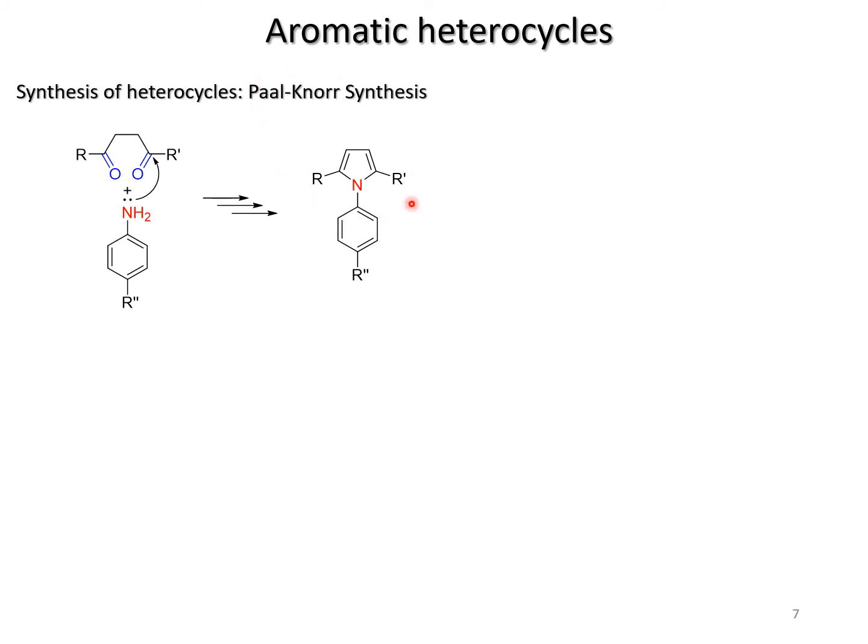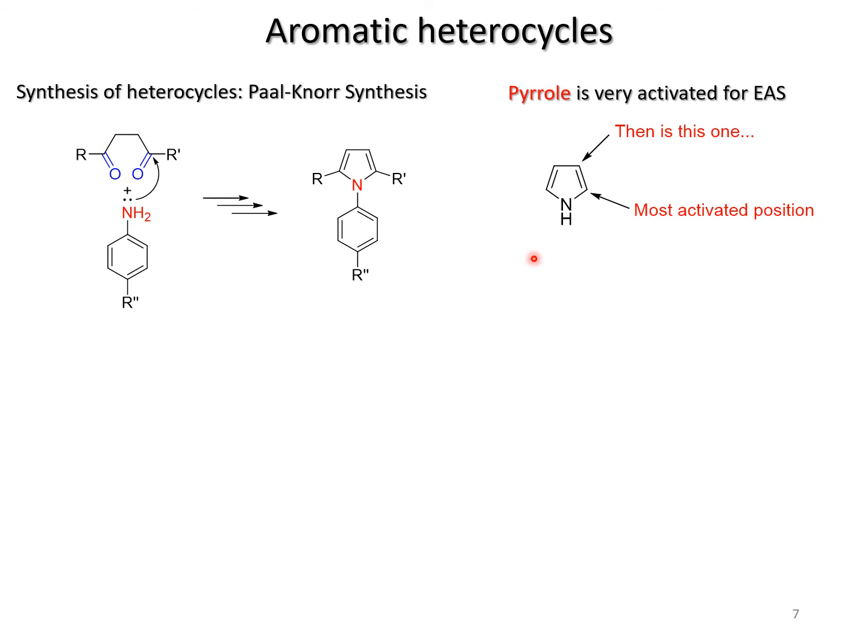But we know that it also works for 6-member rings, so we can also do pyridines with this kind of method. Another thing that we need to keep into consideration when we use heteroaromatics is the reactivity towards electrophilic substitution or nucleophilic substitution. The pyrrole, for instance, we know that is very prone to electrophilic aromatic substitution. And the most activated positions are position number 2 first and then position number 3.